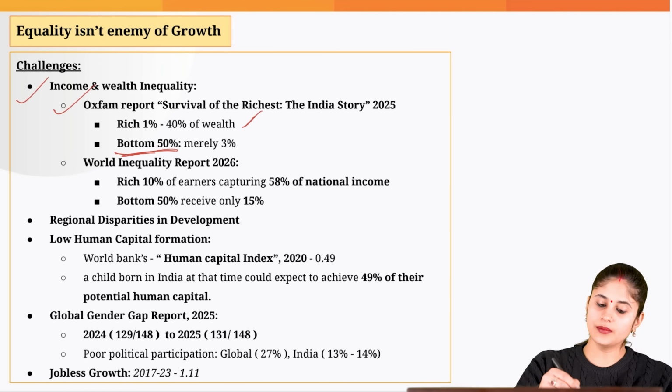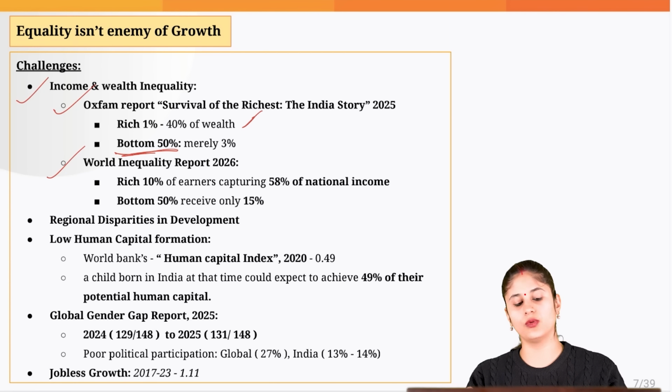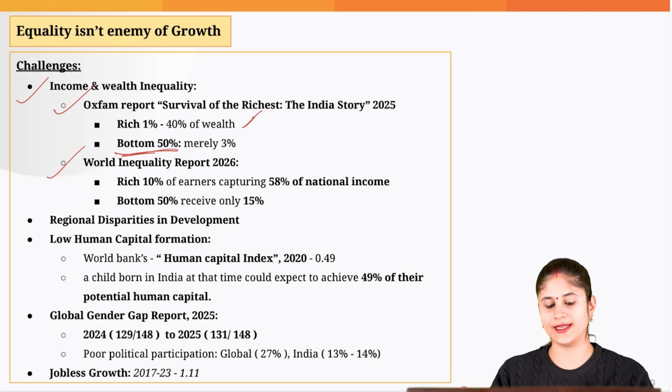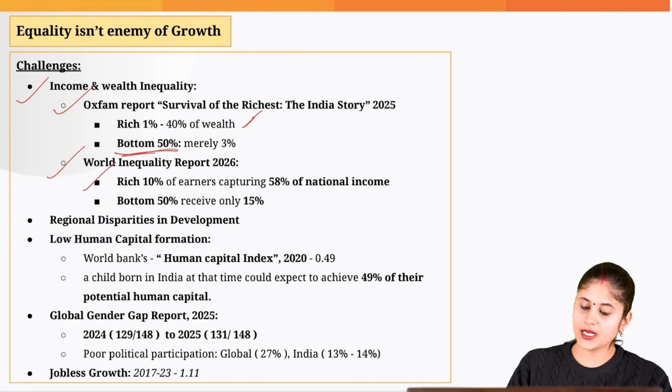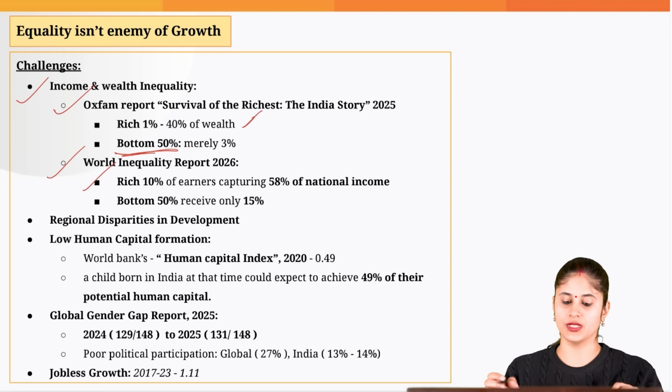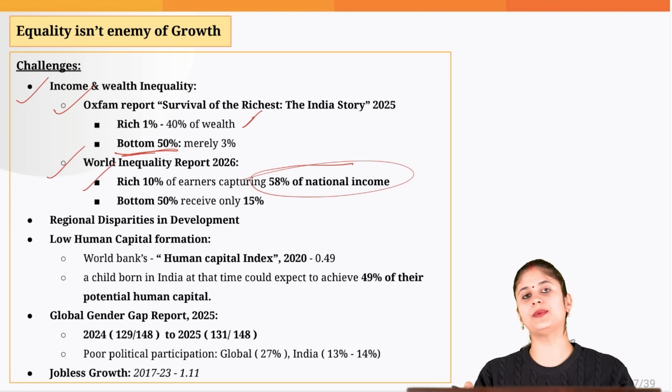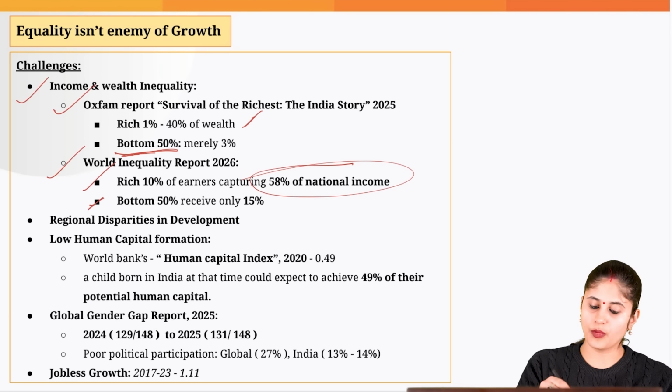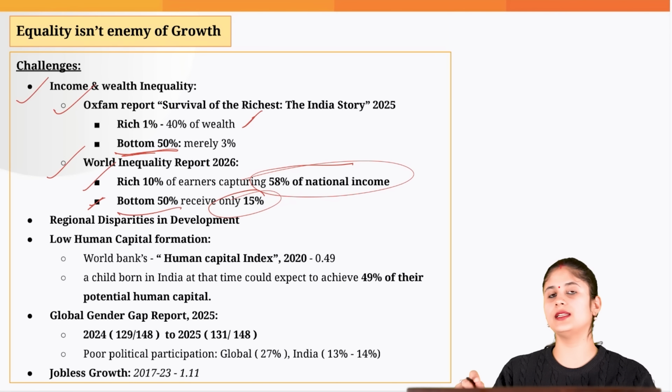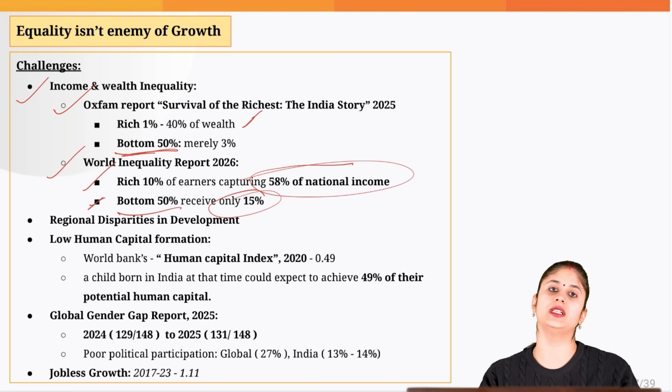Whereas the bottom 50% of the population own merely 3% of the wealth. When you look at income inequality, if you go by the World Inequality Report released recently in 2026, the rich 10% of India's population earn 58% of the national income. And the bottom 50% are merely receiving 15% of the national income.